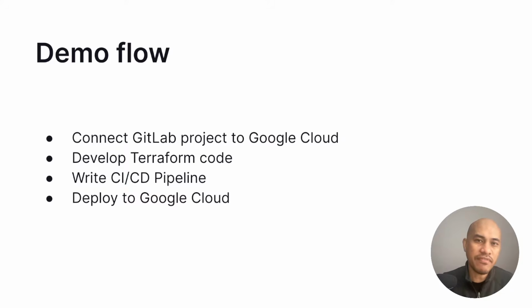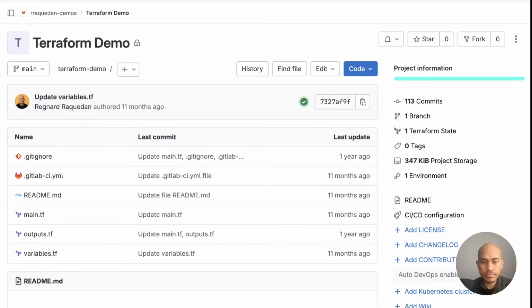The demo will have four main steps. The first step is to connect your GitLab project to your Google project using the credentials from the service account. The second step is to develop the Terraform code. The third step is to write the CI/CD pipeline that will in turn go to the fourth step, which will deploy that onto Google Cloud.